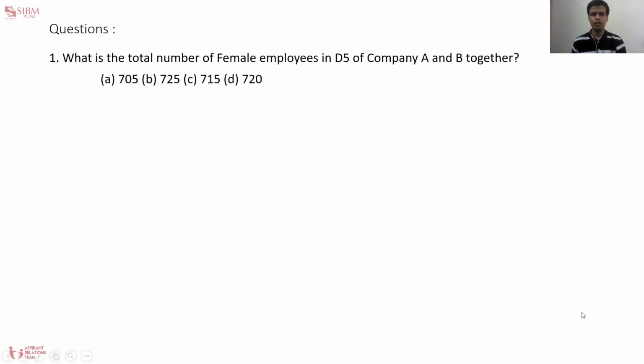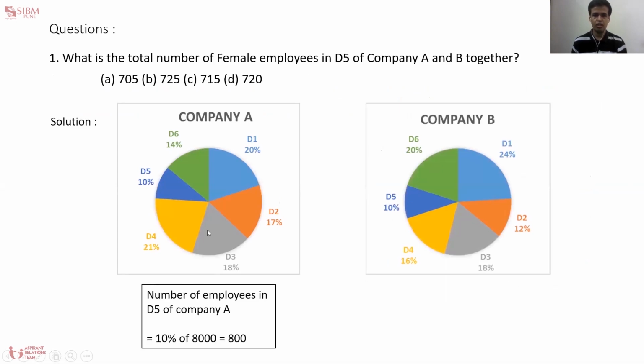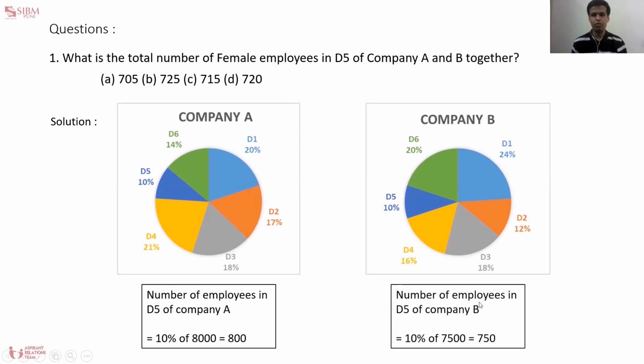So the first question is, what is the total number of female employees in department 5 of company A and B together? Let's refer to the pie chart and calculate the number of employees in D5 of company A. The number of employees in D5 of company A are 10% of the total number of employees, which are 8,000. So 10% of 8,000 comes out to be 800. And for company B, the number of employees in D5 is 10% of 7,500, which comes out to be 750. Let's move ahead now.